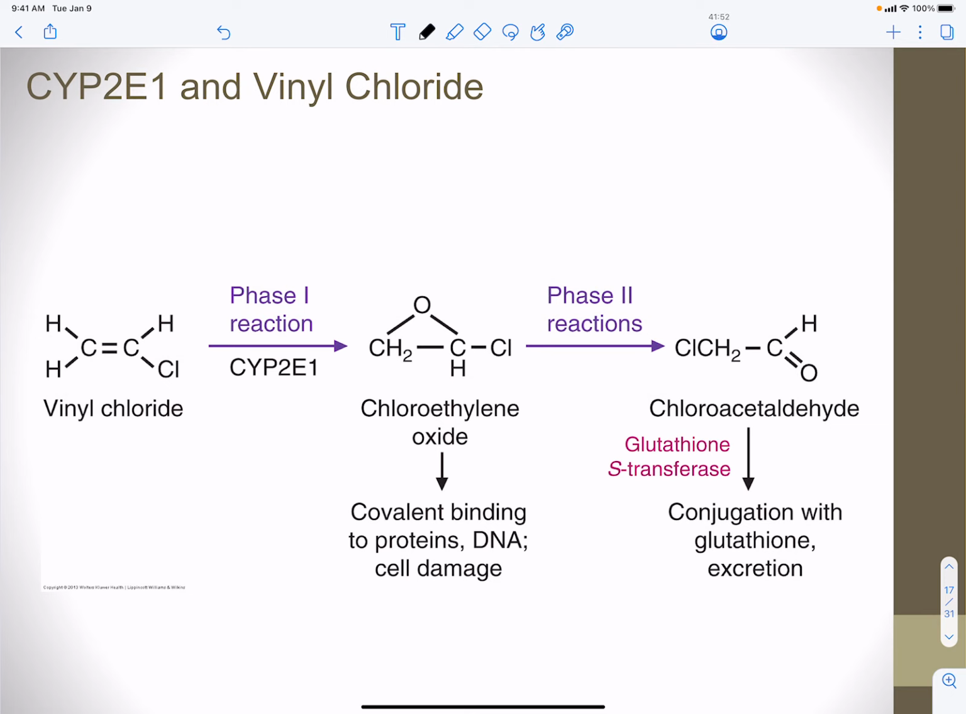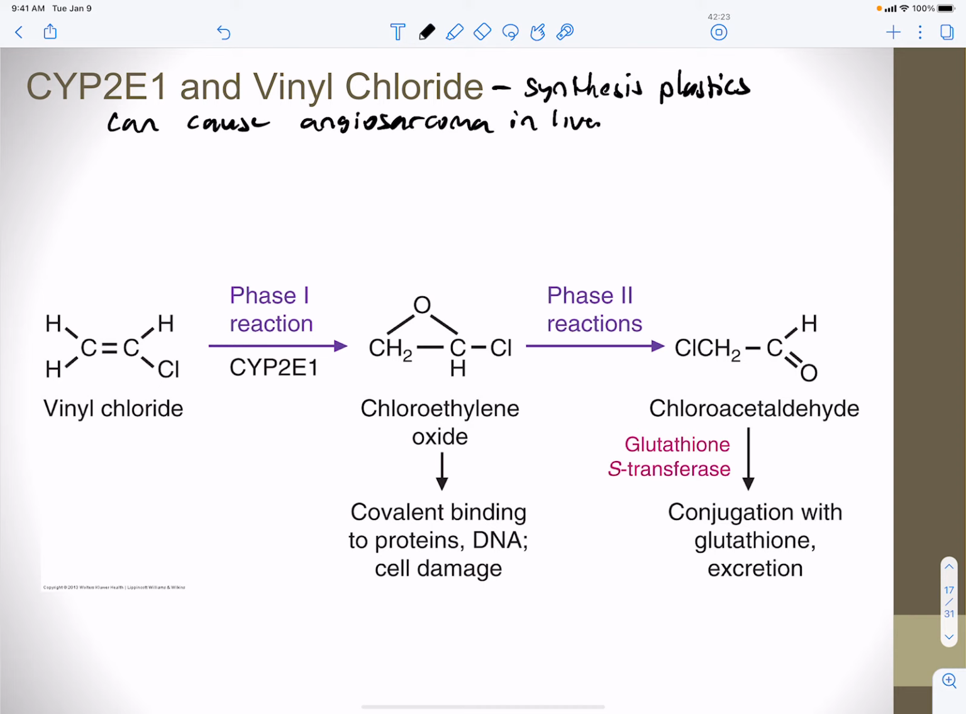Okay, and so another medically important detoxing is with vinyl chloride. Vinyl chloride is used in the synthesis of plastics, and it can cause angiosarcoma in the liver of people who work with vinyl chloride. It's going to be activated in phase 1 reactions to be a reactive epoxide.